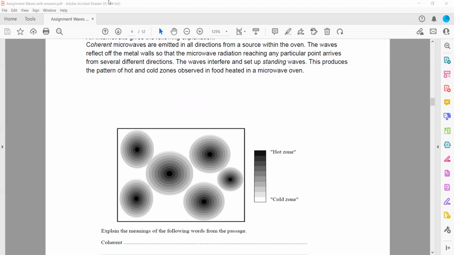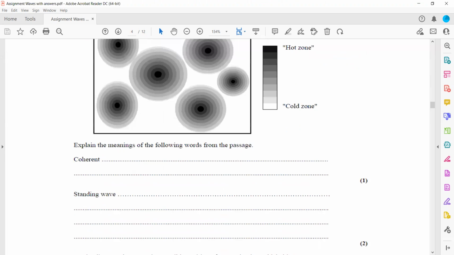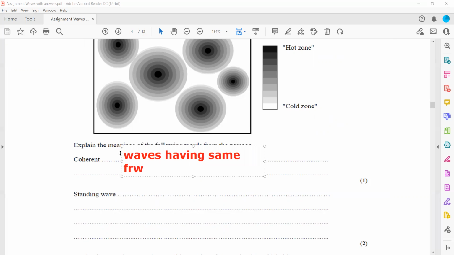So explain the meaning of coherent. What is the meaning of the term coherent? The term coherent means that the waves have the same frequency and a constant phase relation. So the definition of coherent: waves having the same frequency and constant phase relation. That is called coherent.